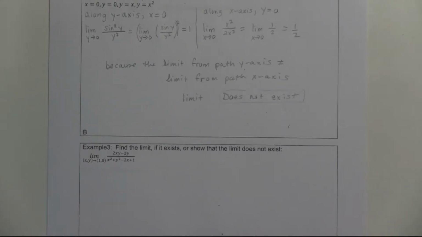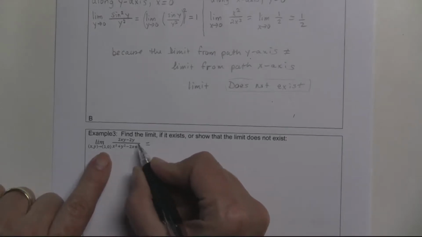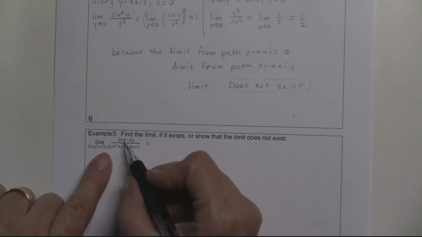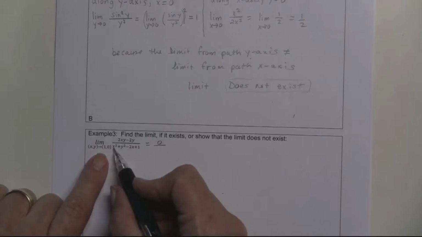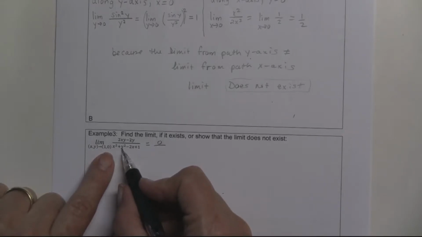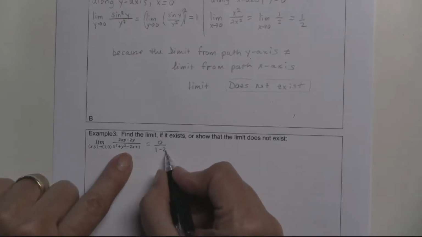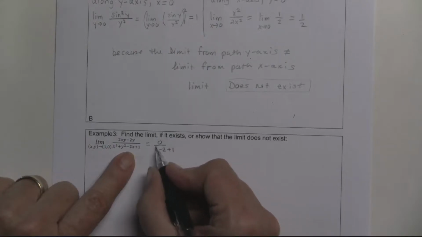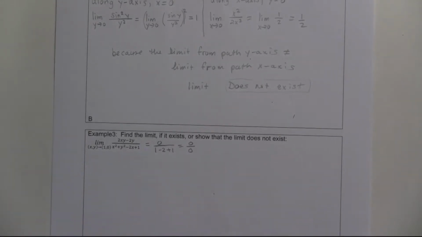It says find the limit if it exists, or show that the limit doesn't exist. And if we do a little plugging in real quick, x is 1 and y is 0. So this piece would be 0. That piece would be 0. So the numerator is 0. That's 1, that's 0, so I'm going to put 1. That piece was 0, minus 2, because x is 1, plus 1. And so 0 over 0, of course, and so no information.